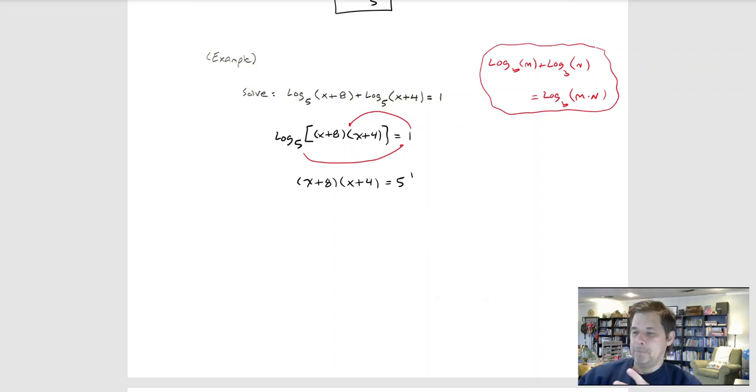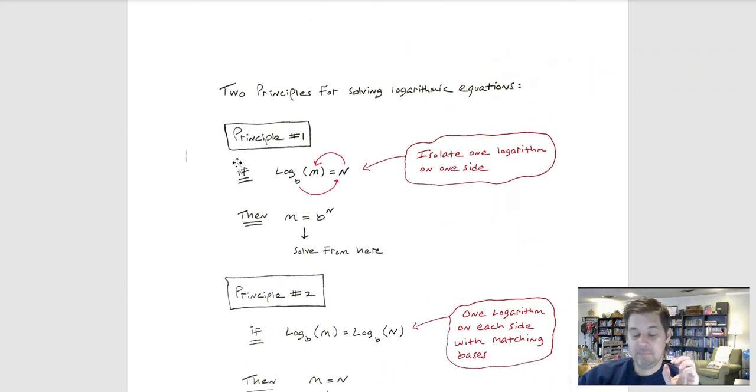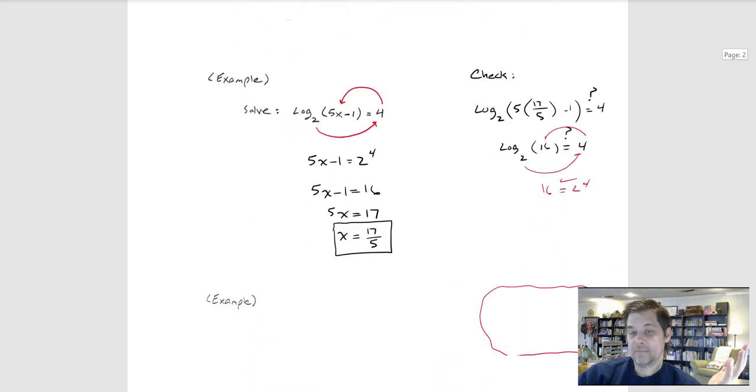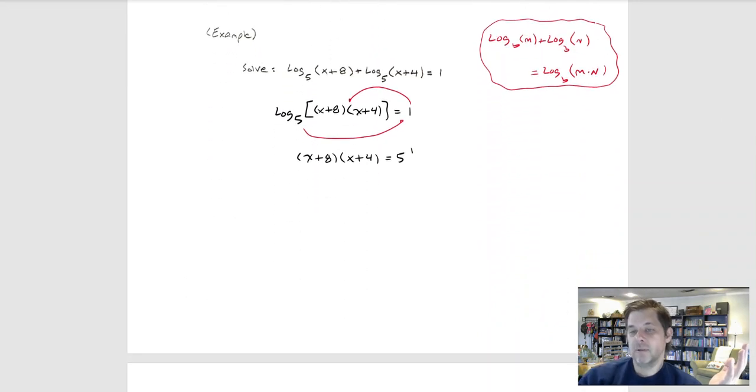Now, when I had written my principles up here for you, I said that once you were in this scenario and you applied this pattern, you would have to solve it from that point. And how you do that might vary from one problem to the next. Okay? So here, well, how do I solve this one? I'd have to know.